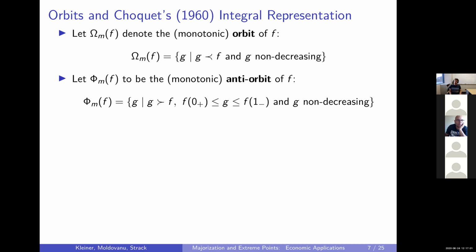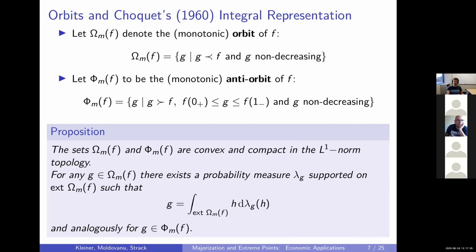So now that we're working in function spaces, it's no longer necessarily true that you can write every element of this orbit, for example, as a convex combination of the extreme points, because in a sense you might need infinitely many extreme points to write g, and convex combinations are only defined for finitely many elements. So there's a nice extension of the theory due to Choquet, which in a sense replaces convex combinations by suitable integrals.